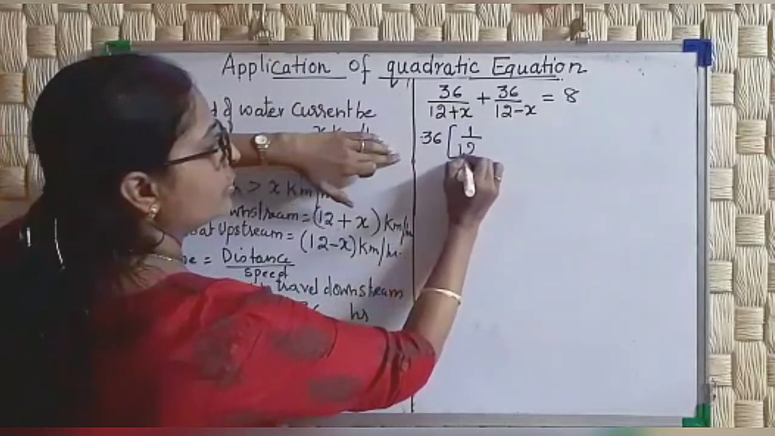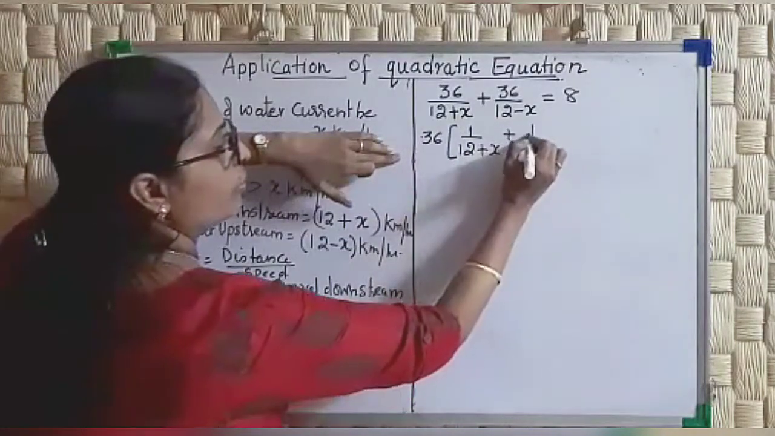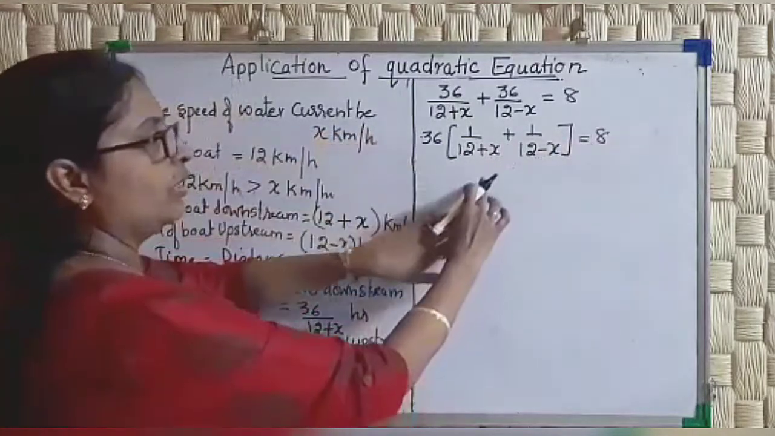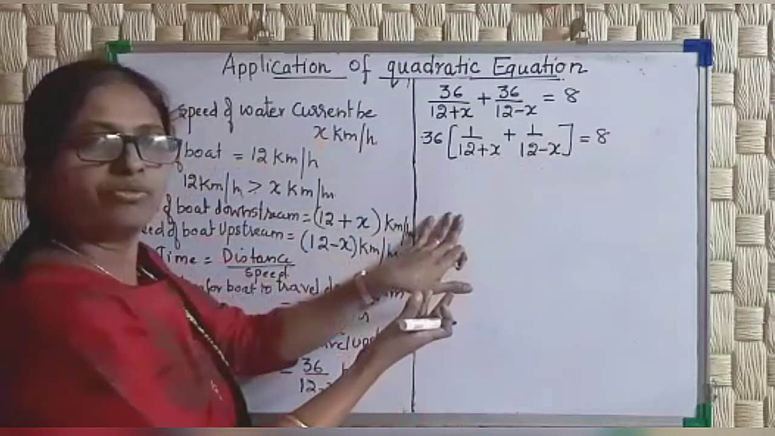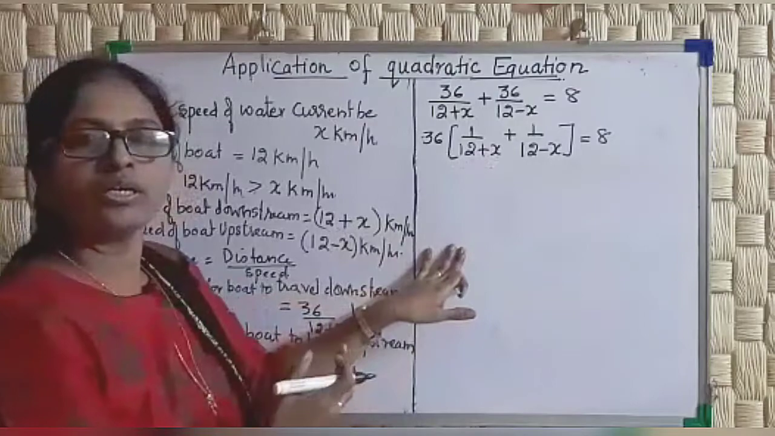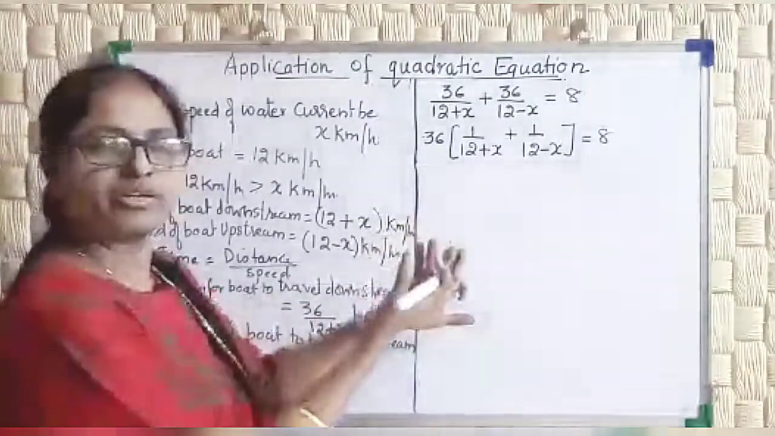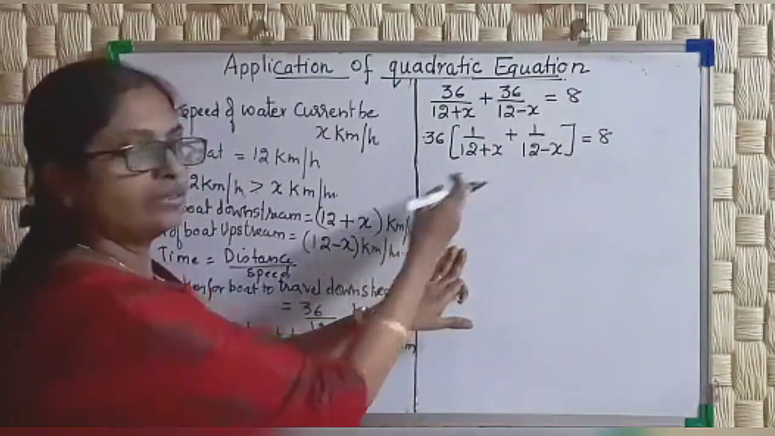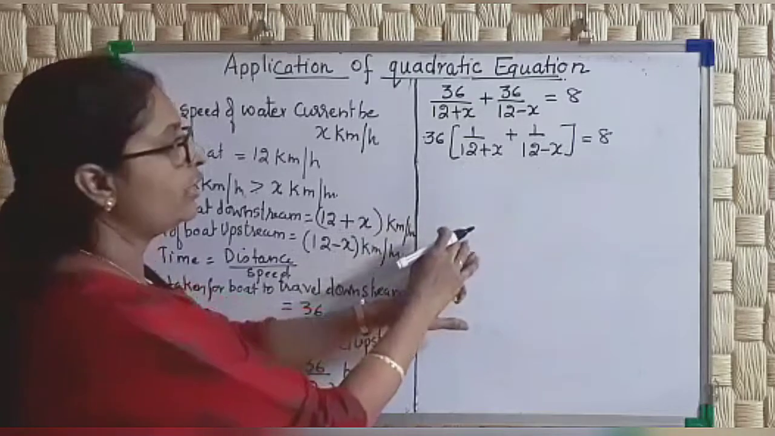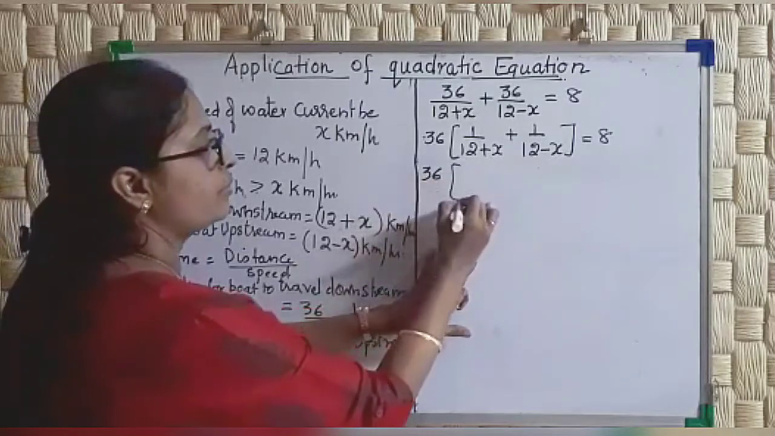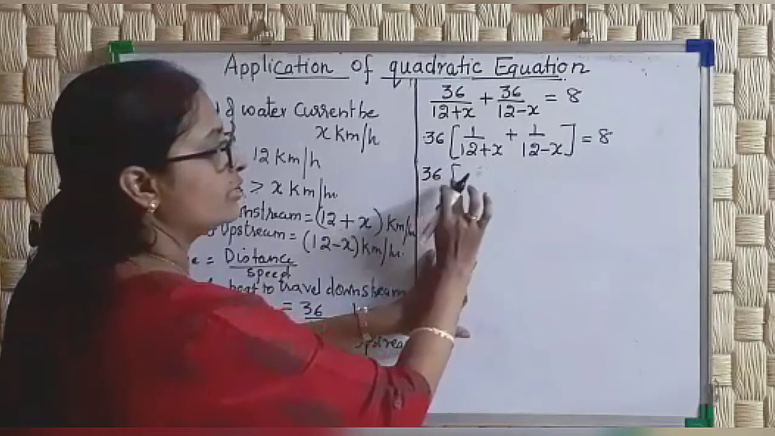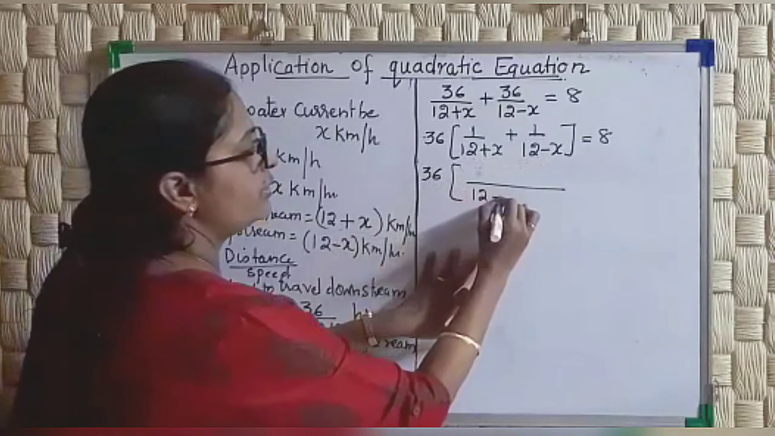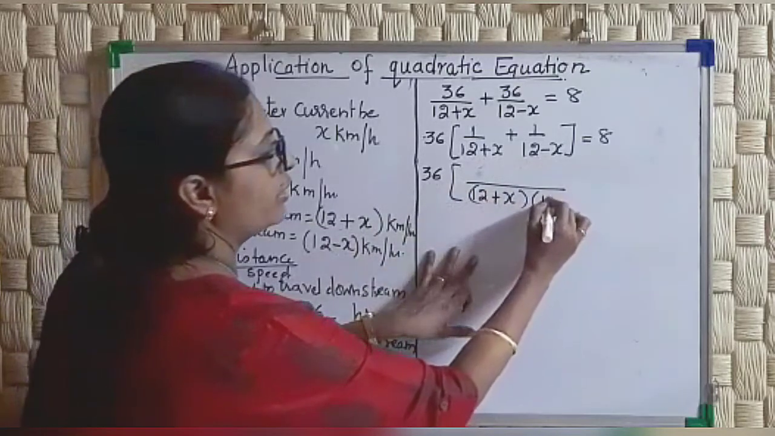You get 1 upon 12 plus x plus 1 upon 12 minus x equal to 8. Now these two numbers are in the form of rational numbers. So to add two rational numbers, we have to find the LCM of the denominators. Since there is no common factor in the denominators, the LCM will be the product of the denominators. So we'll get 36 upon 12 plus x into 12 minus x.